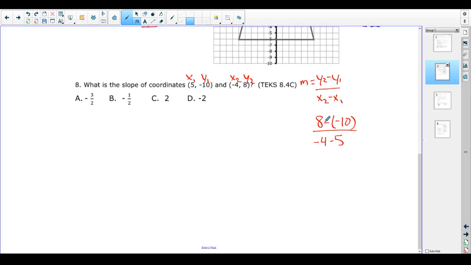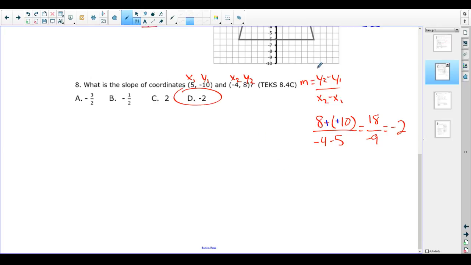Yeah, this will work. And then I do the math. You can put this in the calculator or you can figure it out yourself. 8 minus -10, if I subtract the negative, that's the same as adding the opposite. This is 18. -4 and -5 makes -9. Both negative, you just combine them together. Then 18 divided by -9 simplifies to -2.